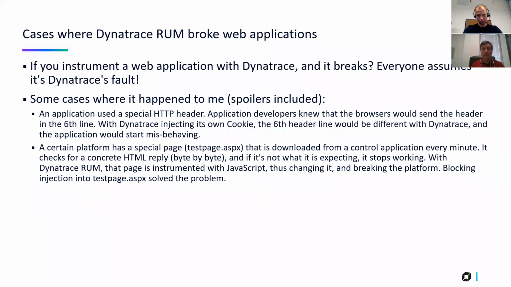So basically, we had some cases in the past where this has happened. I'm going to put here some spoilers before I talk a little bit about it. The first case, several years ago, was a really old application. What we discovered afterwards was that the application was reading the 6th header in the HTTP request, no, sorry, the reply. Dynatrace was putting there some HTTP headers, but the application was looking for the 6th one, and the 6th one was not the one they were expecting because Dynatrace had put an HTTP header there.